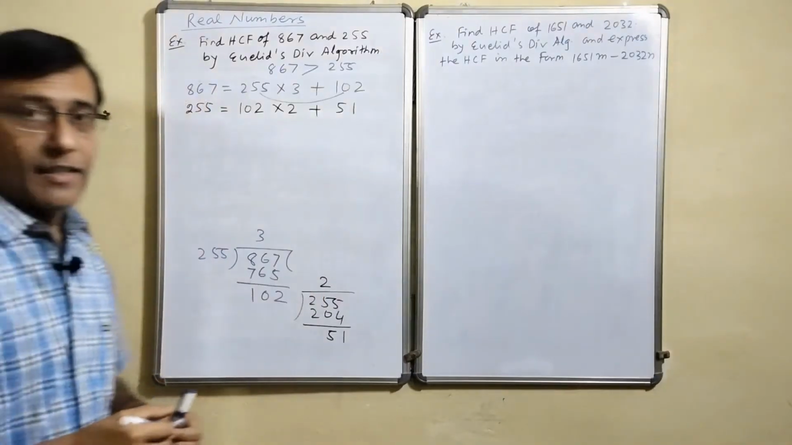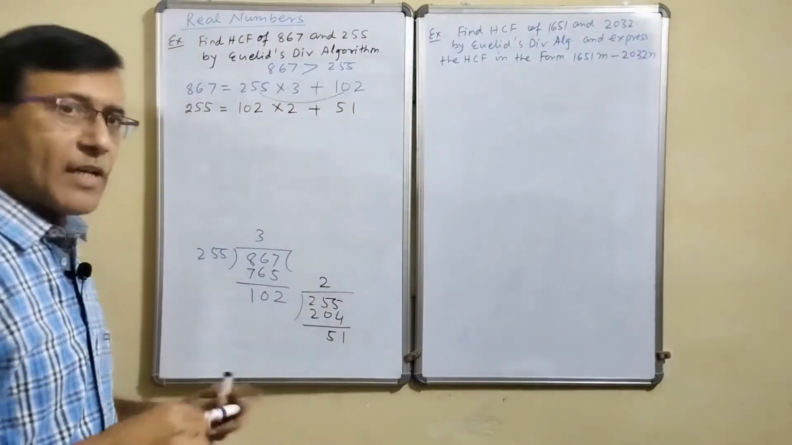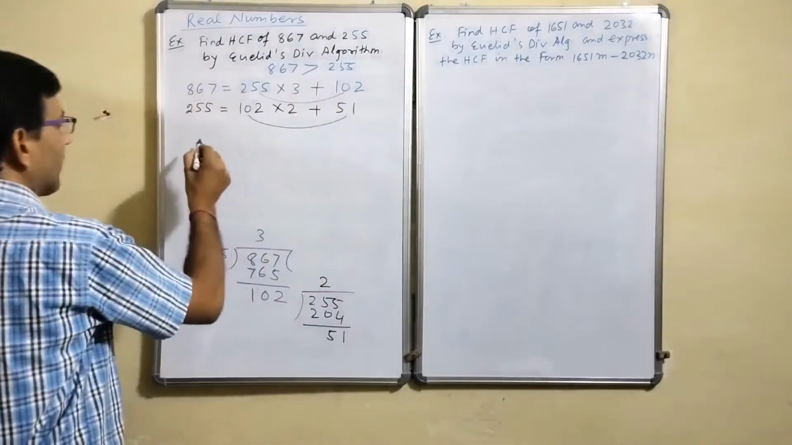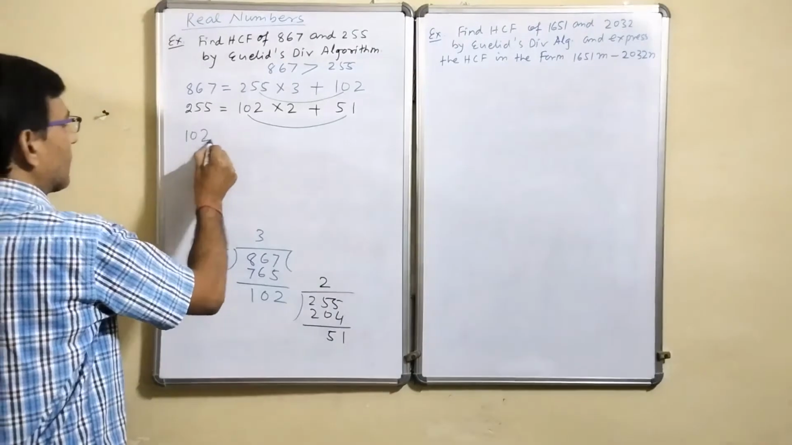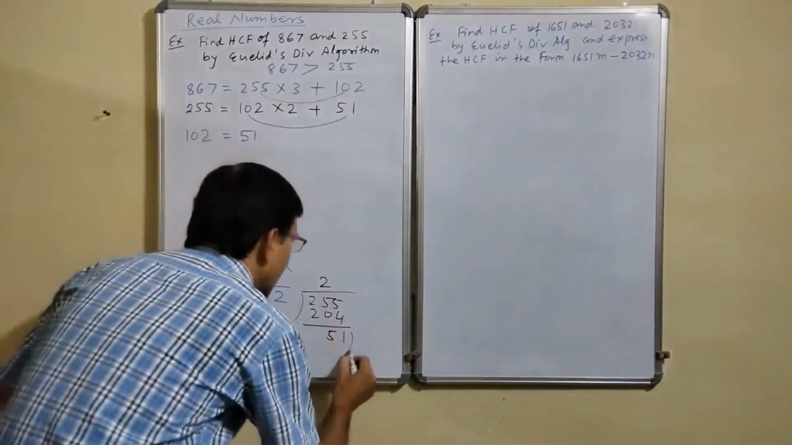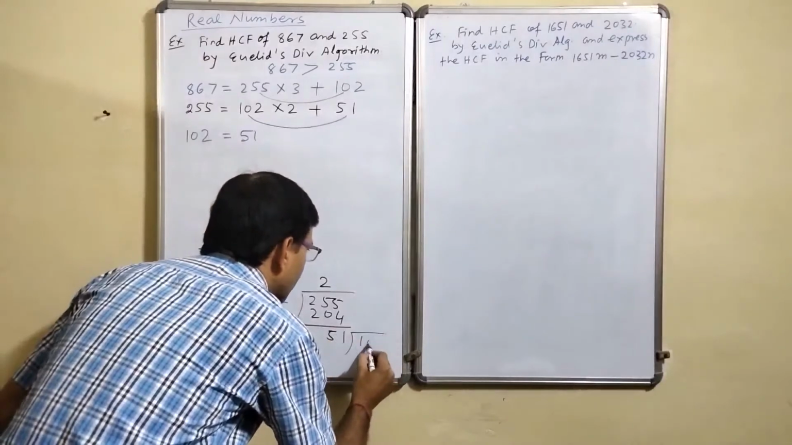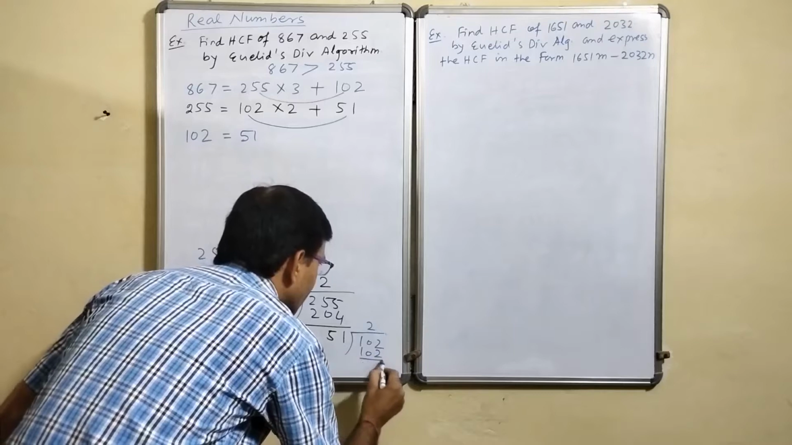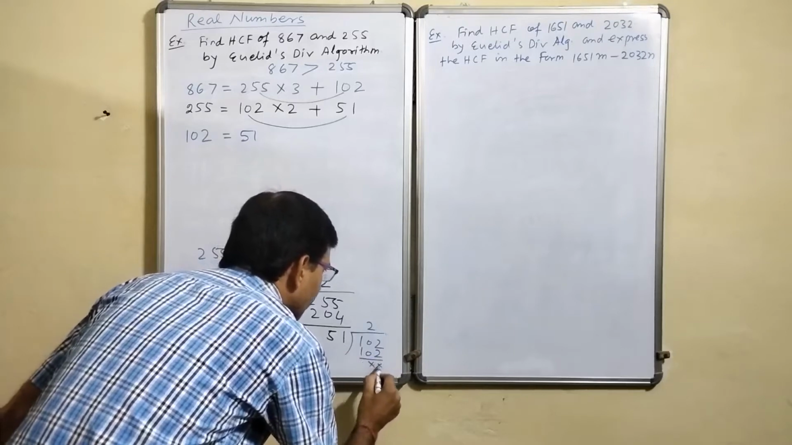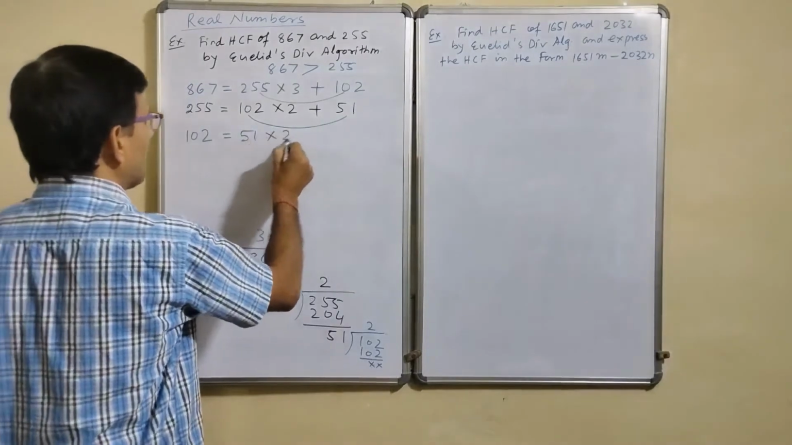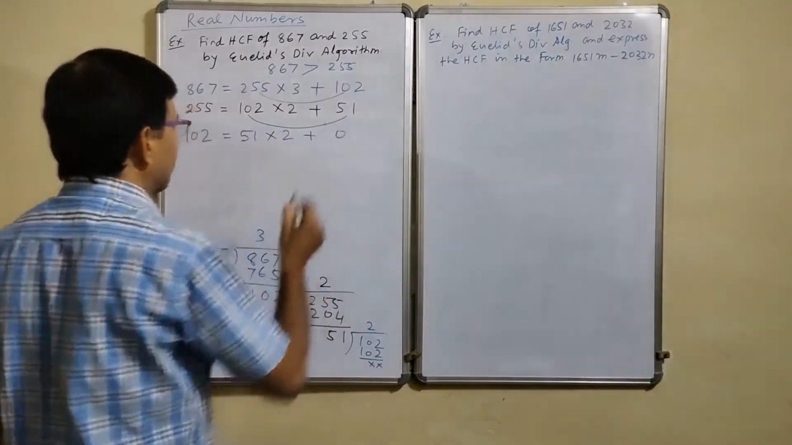51 is again not 0. So once again we have to apply division lemma between 102 and 51. 51 divided into 102 is 2 times, remainder is 0. So 102 is 51 into 2 plus remainder 0.